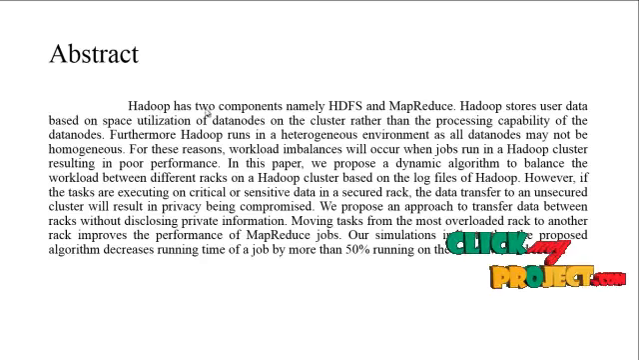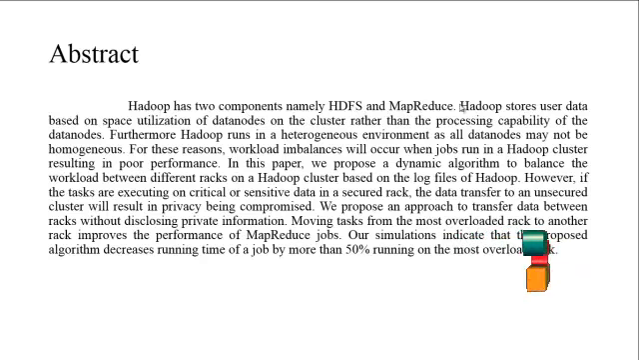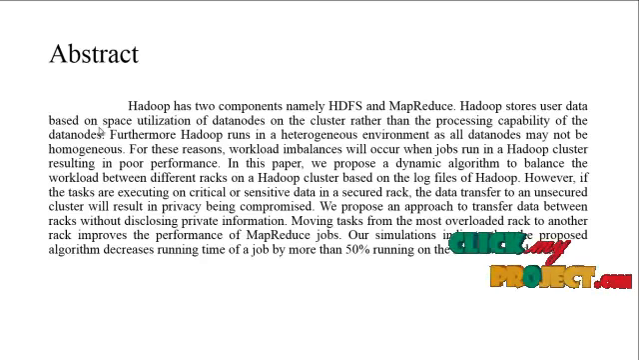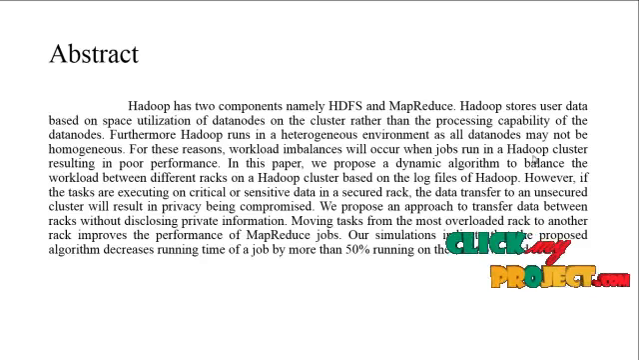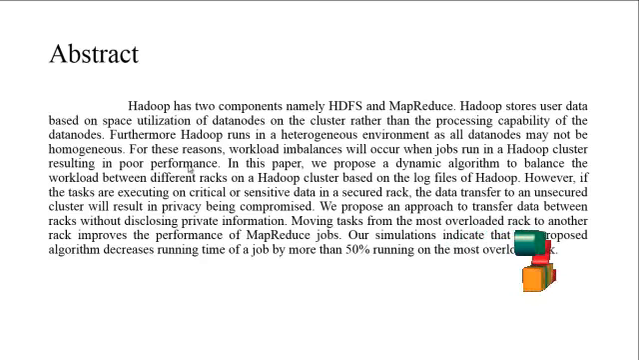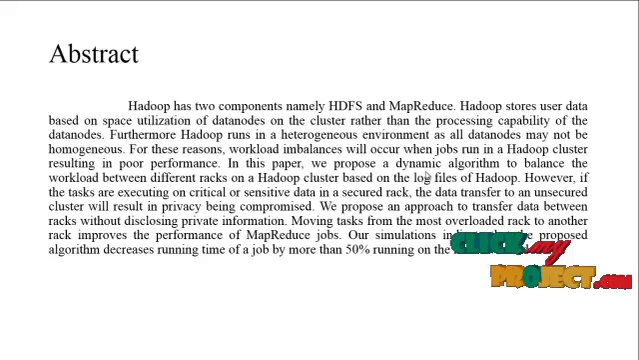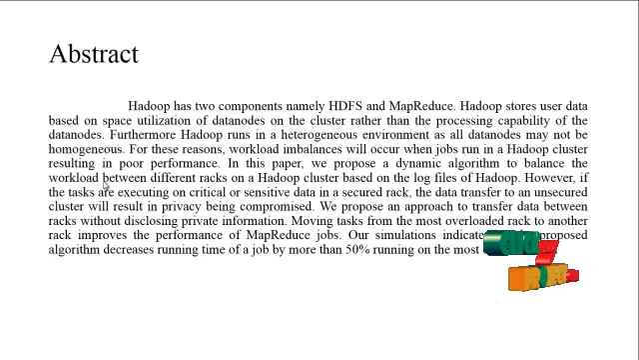Our project abstract: Hadoop has two components, namely HDFS and MapReduce. Hadoop stores user data based on space utilization of data nodes on the cluster rather than the processing capability of the data nodes. Furthermore, Hadoop runs in a heterogeneous environment, as all data nodes may not be homogeneous. For this reason, workload imbalance will occur when a job runs in a Hadoop cluster, resulting in poor performance. In this paper, we propose a dynamic algorithm to balance the workload between different racks on a Hadoop cluster based on the log files of Hadoop.